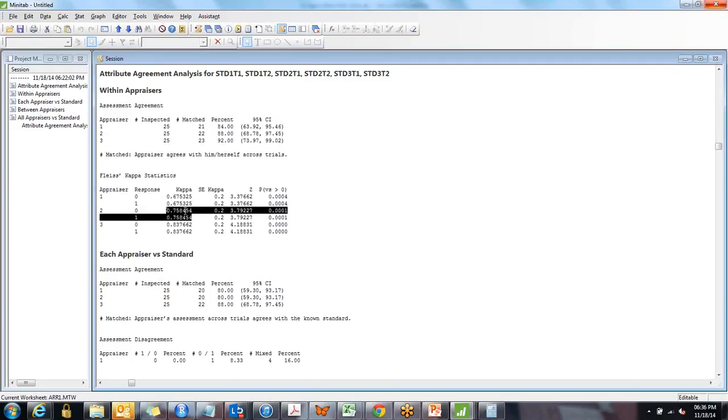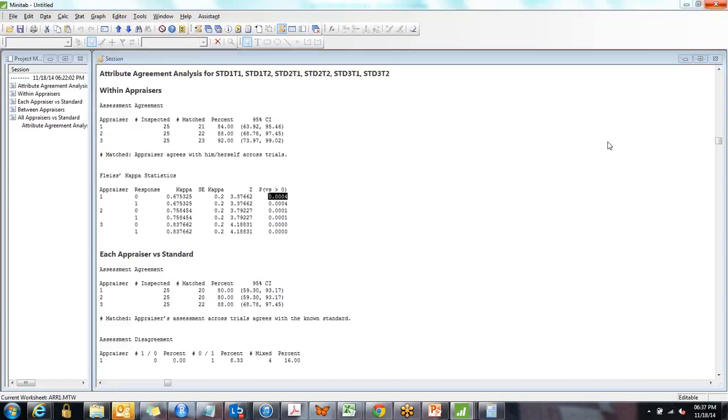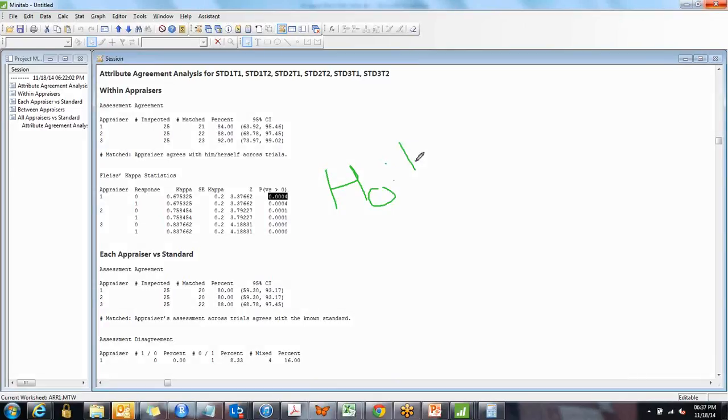Look at appraiser 2, 0.75. It is greater than 0.7 but less than 0.9. So it's not an excellent agreement, but I can cautiously accept. Same is the case even with the third appraiser because the value is 0.837662. And also look at the p-value. Your null and alternate hypothesis, you write it in this way. Let me quickly write that also. In your null hypothesis, you say kappa value is equal to 0.